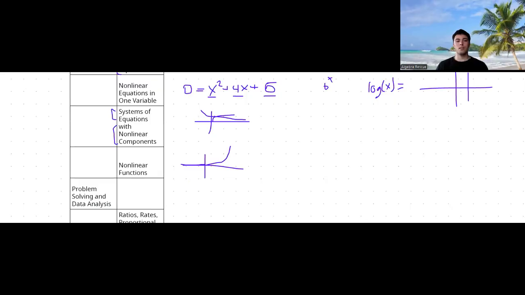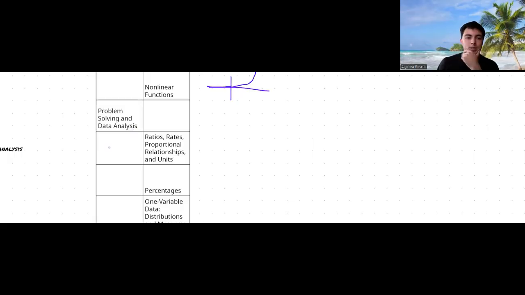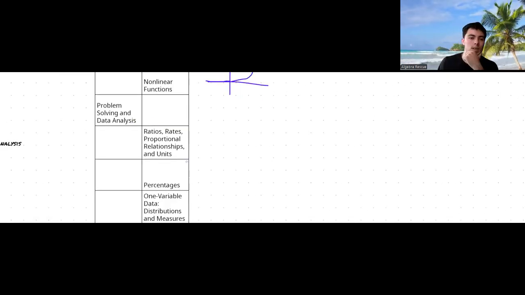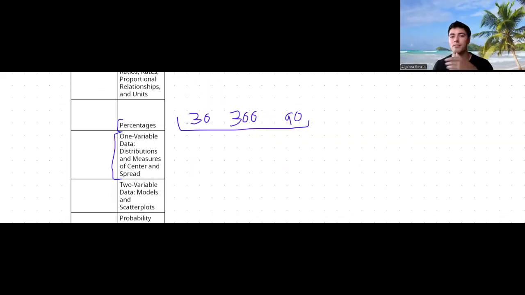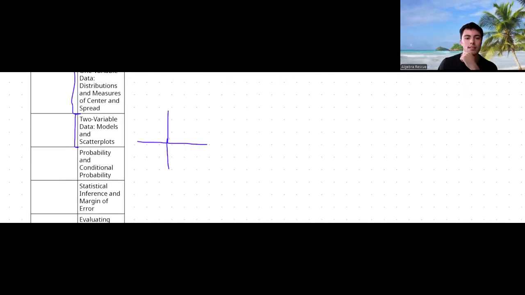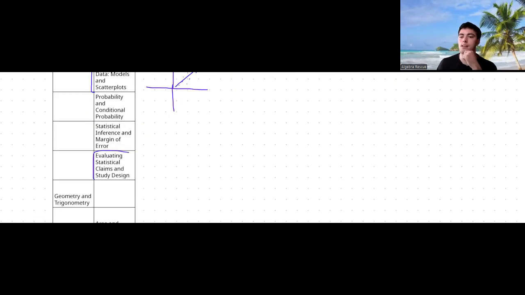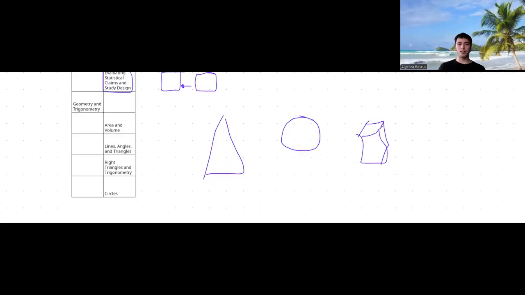Now, for your data analysis and problem solving, this is going to be what you've seen in your science classes. Maybe if you took statistics, just ratios, rates, some pre-algebra stuff, and then taking percentages, interpreting data in 1 variable, 2 variables, data models, and evaluating statistical claims. This is really just reading comprehension and critical thinking. So trigonometry and geometry is just going to be your angle relationships, area and volume formulas, right triangles, and circles.